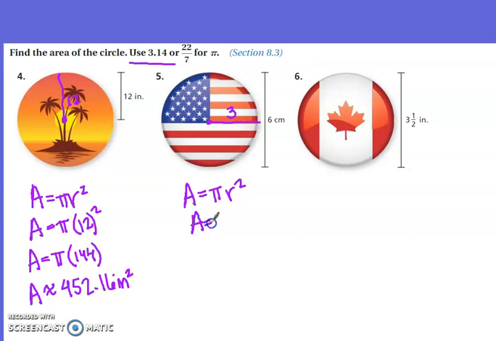So I'm going to substitute my value of r. I'm going to evaluate those exponents. And I'm going to multiply by 3.14. And I got area is approximately 28.26.